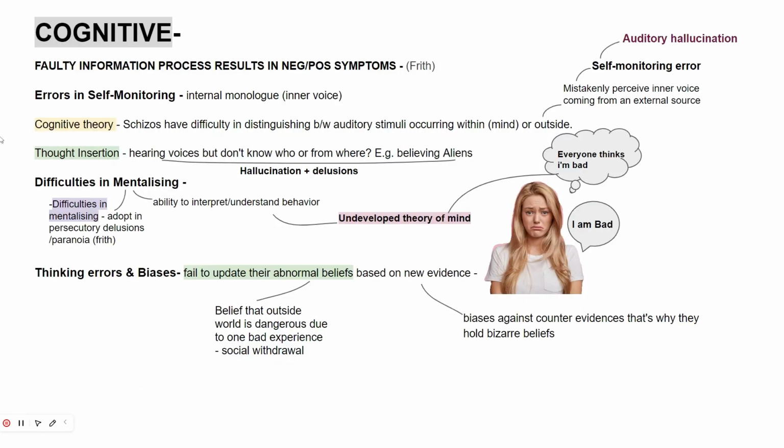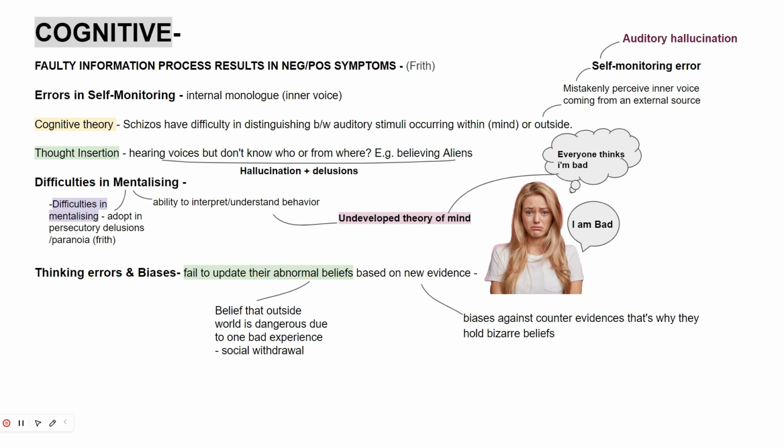Next is the cognitive explanation. Faulty information processing results in the negative and positive symptoms of schizophrenia. Frith basically said that there is one thing which is errors in self-monitoring. There is this internal monologue, an inner voice that tells you what to do. For example, you wake up and you think, okay, now I'm going to go and make some breakfast for myself. So this inner voice is basically an internal monologue.